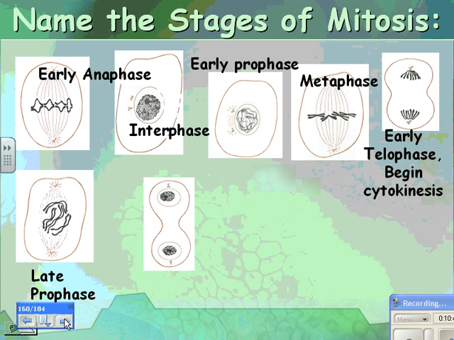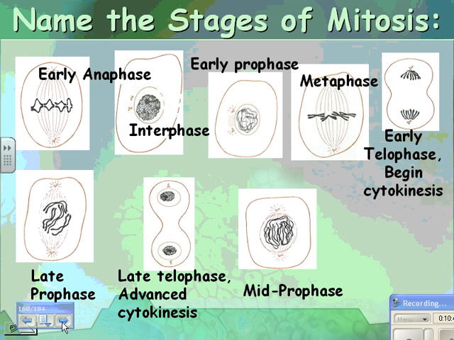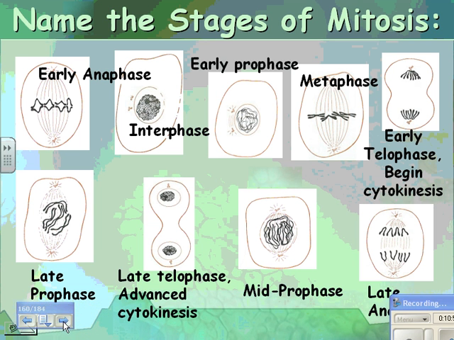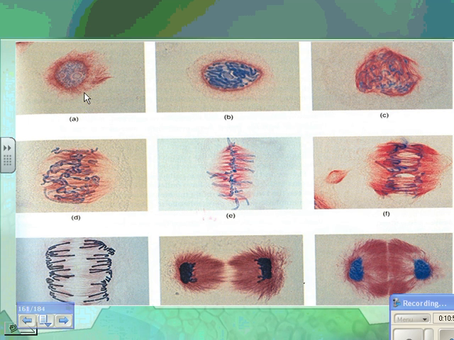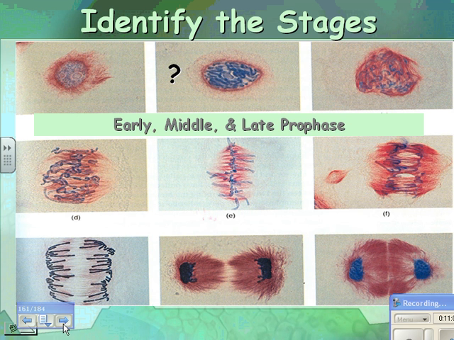And that's very late telophase, because they're almost two cells, and advanced cytokinesis. And this one is prophase again, because they're condensed. And this one is late anaphase, because they're pulling apart. All right. Interphase, prophase, prophase, prophase, metaphase, anaphase, anaphase, telophase, telophase. So early, middle, and late prophase.